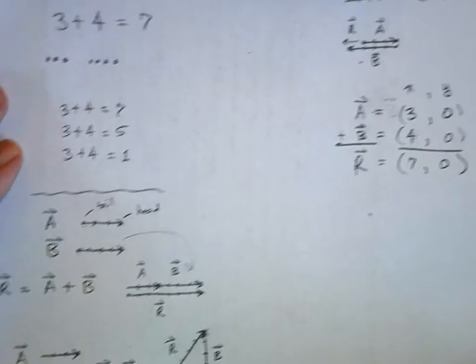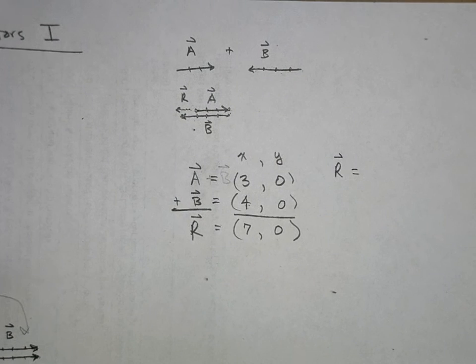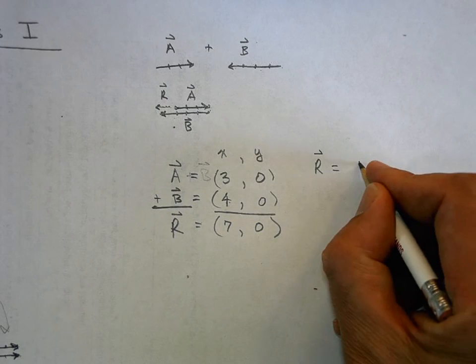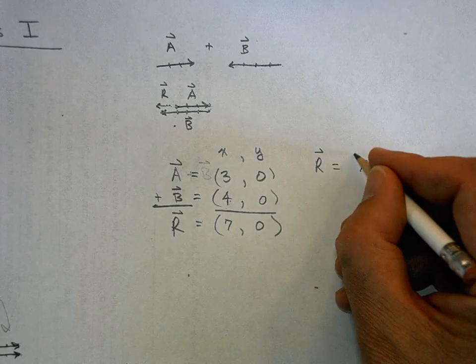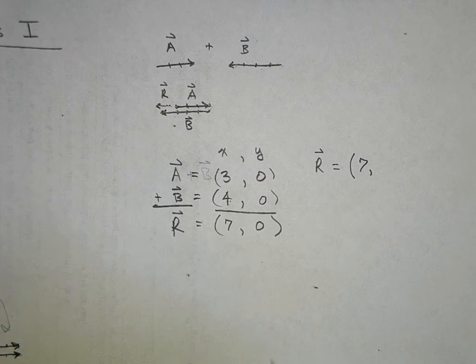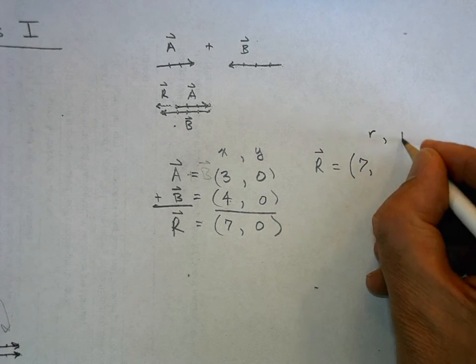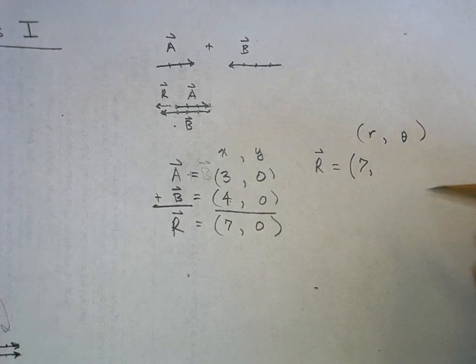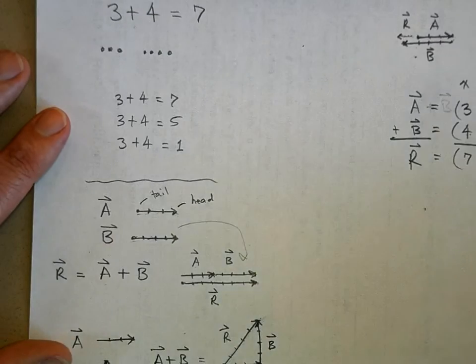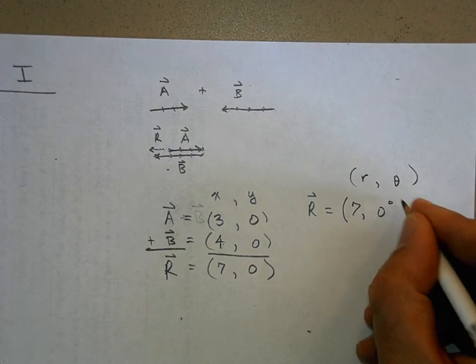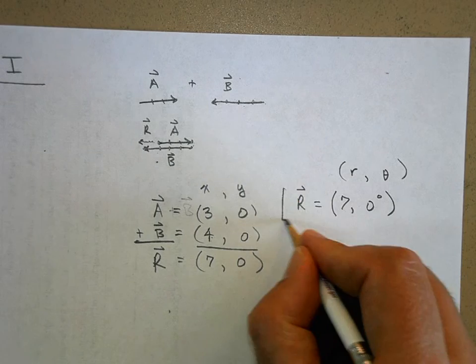So if I write vector r in polar coordinates, it's going to be 7 meters, or whatever units we're using, 7 units long. What is the angle here, though? Remember, the polar coordinates are r and theta. What's the angle? Let's take a look at the vector again. What's the angle of this on an xy plane? It's 0 degrees. So by inspection, you could just write the answer like this.